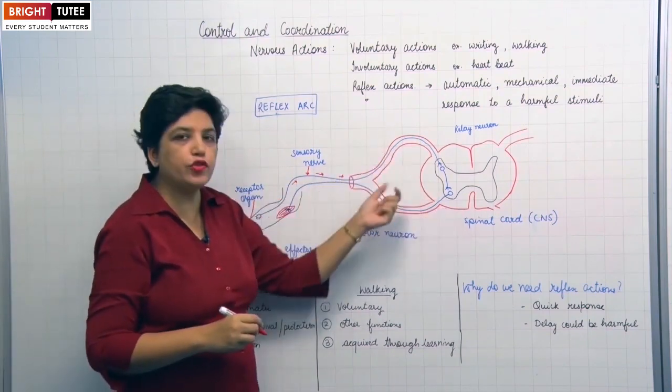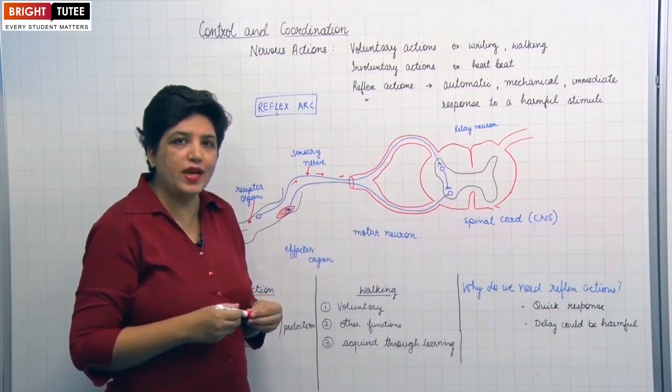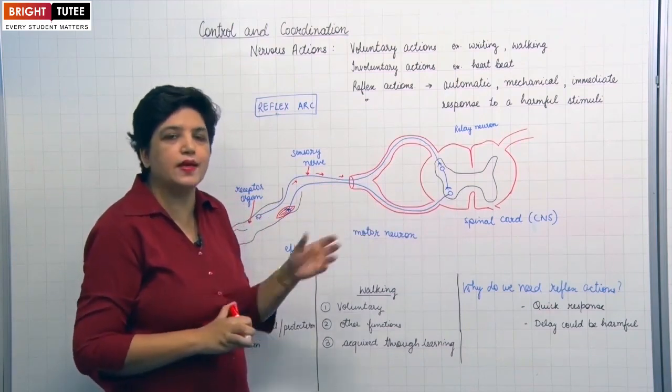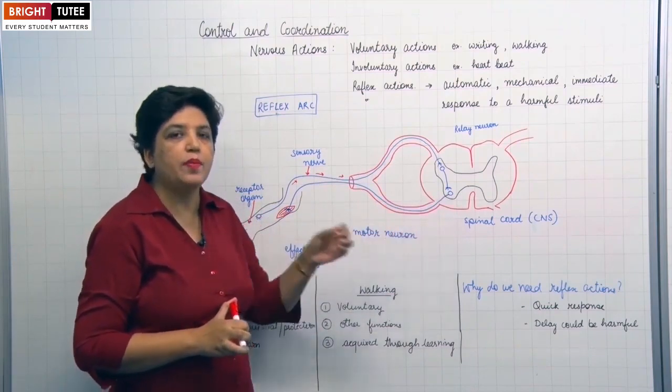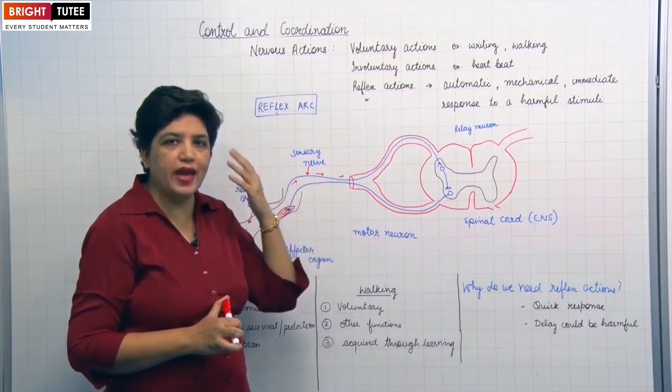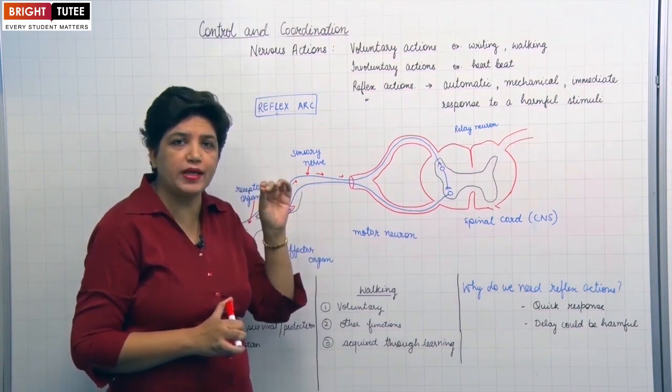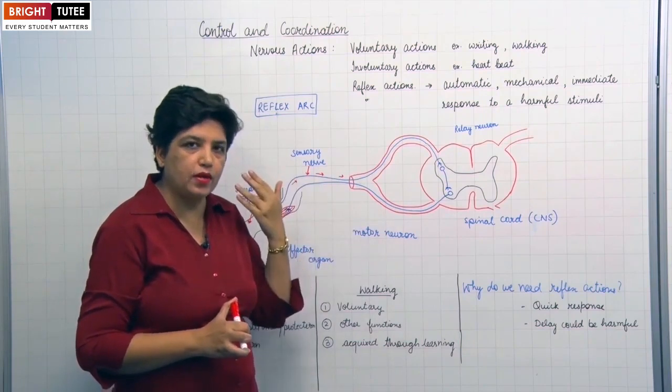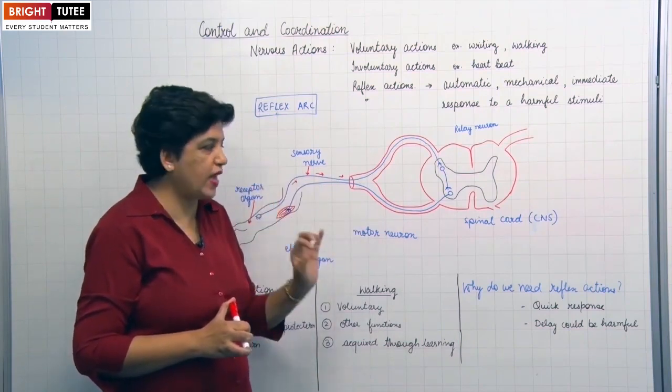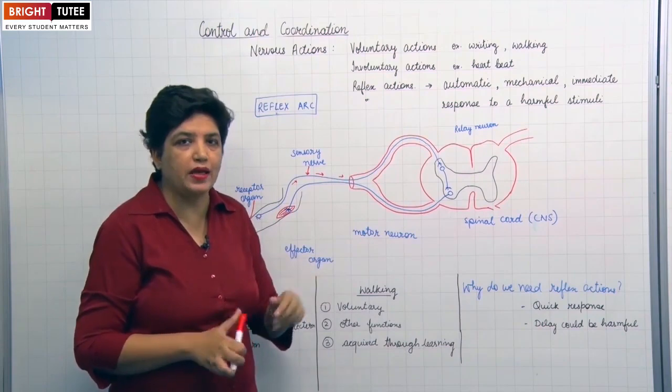Now in this case, I have shown a spinal cord. Some reflex arcs, actually most of the reflex arcs are completed in the spinal cord, but there are few in the neck region, head region. For example, movement of eyes, they are controlled by the brain. Otherwise, all other reflex arcs are completed in the spinal cord.